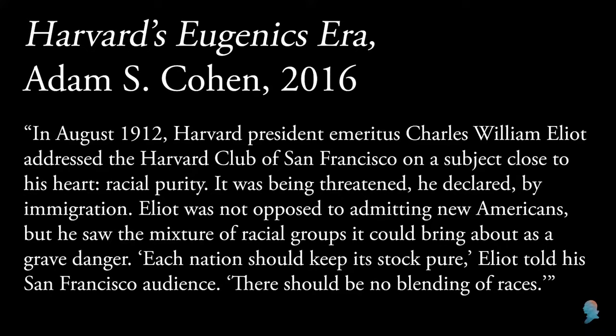In August 1912, Harvard president emeritus Charles William Eliot, he had left the presidency in '09, as I said, addressed the Harvard Club of San Francisco on a subject close to his heart, racial purity. It was being threatened, he declared, by immigration. Eliot was not opposed to admitting new Americans, but he saw that the mixture of racial groups could bring about as grave a danger. Each nation, he said, should keep its stock pure. Eliot told the San Francisco audience, quote, "There should be no blending of races."